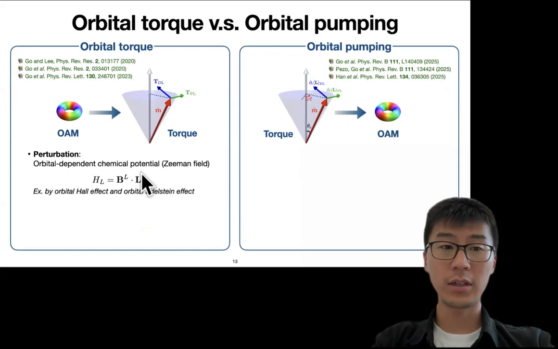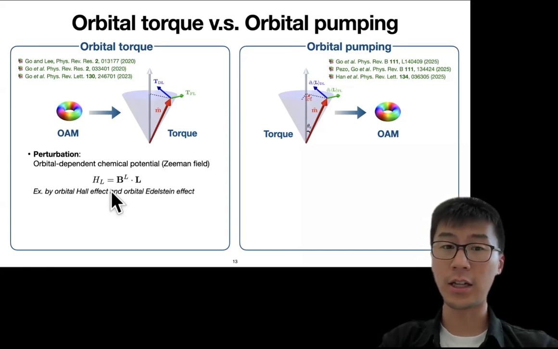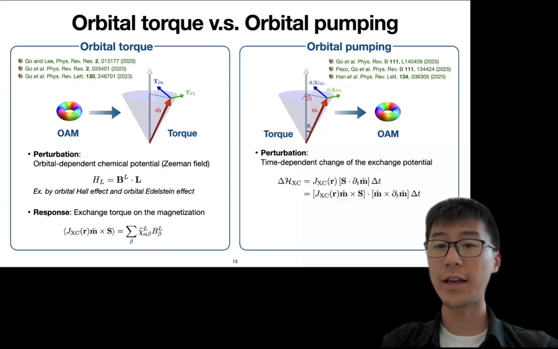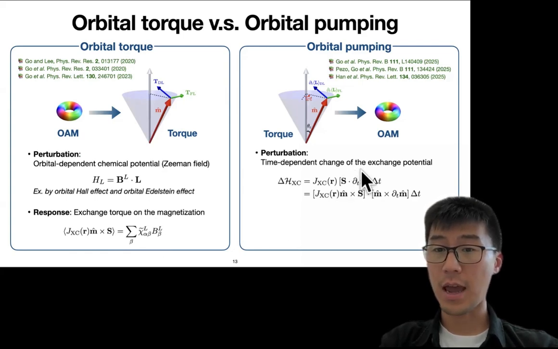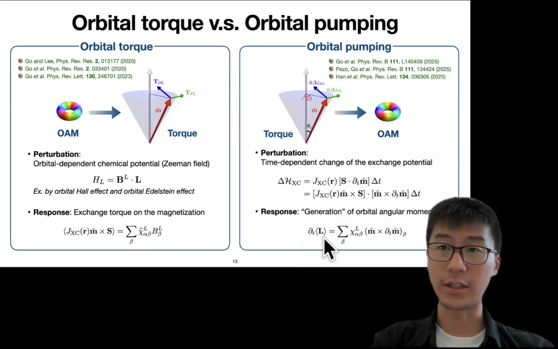So in orbital torque, the perturbation is basically orbital-dependent chemical potential, which is coming from, for example, orbital injection by orbital Hall effect or Edelstein effect. And the response is the torque on the magnetization, that is exchange torque. On the other hand, in orbital pumping, the perturbation is time-dependent change of the exchange potential. And following the math, we can show that the response is generation of angular momentum, partial L. That is, L is continuously generated over time.